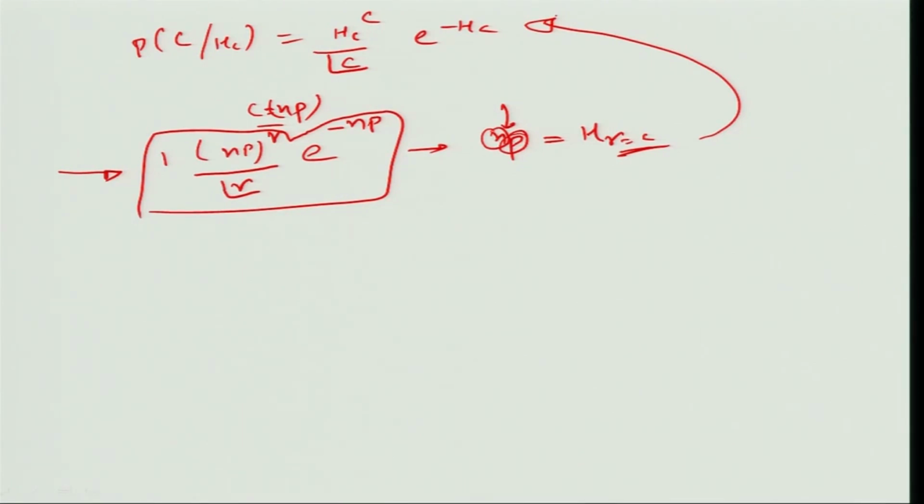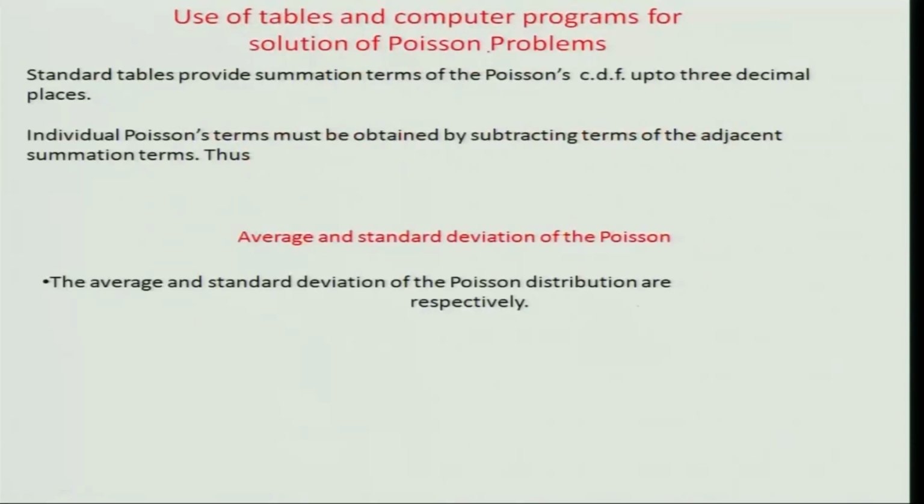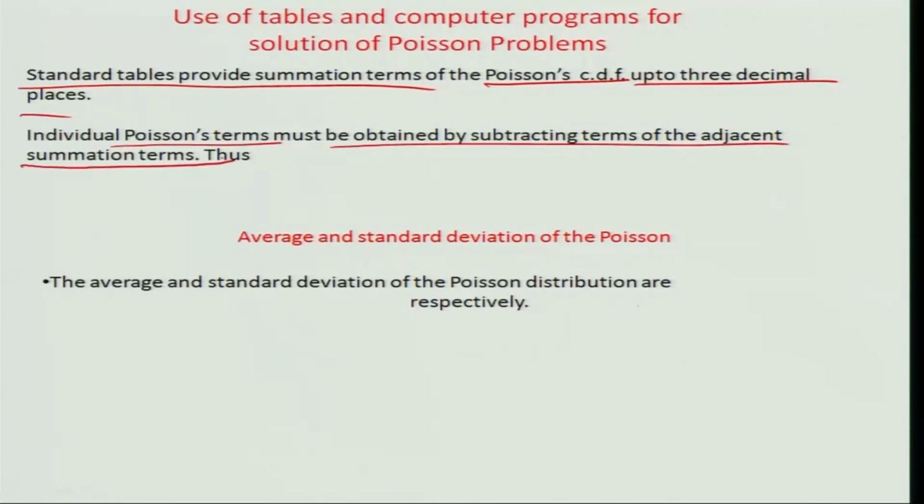So, the expected number of occurrences are probabilistically determined by (mu c) to the power of c by c factorial, e to the power of minus mu c. The standard tables provide summation terms of Poisson's cumulative density function up to 3 decimal places. I will share these tables when we do some numerical examples later on. Individual Poisson's terms must be obtained by subtracting terms of the adjacent summation series.